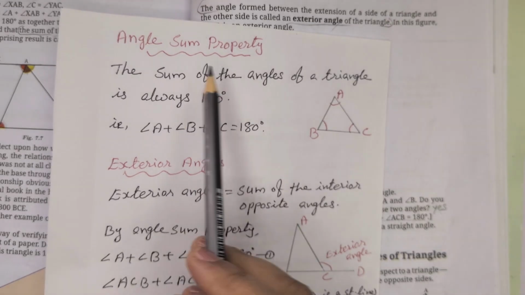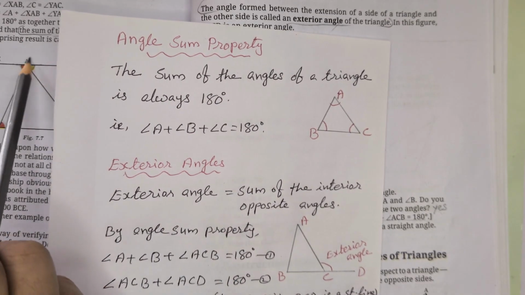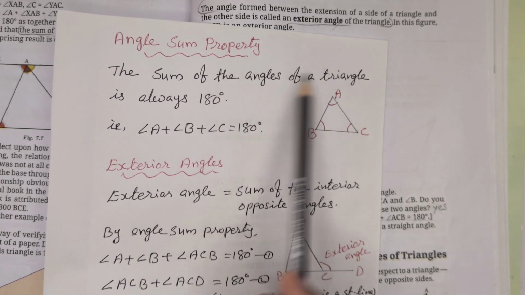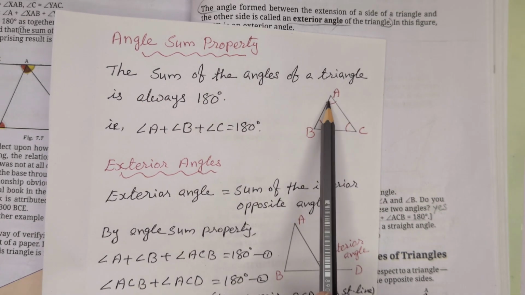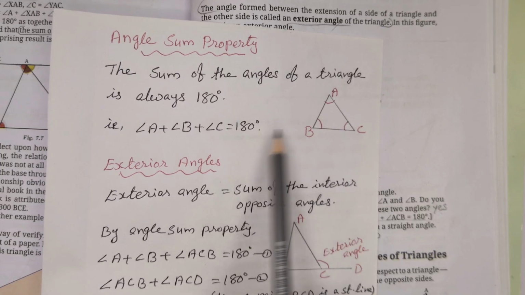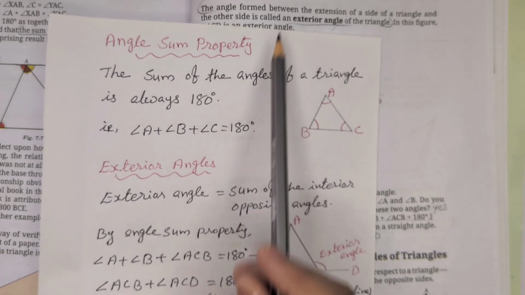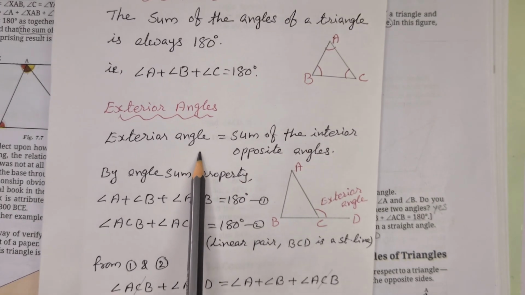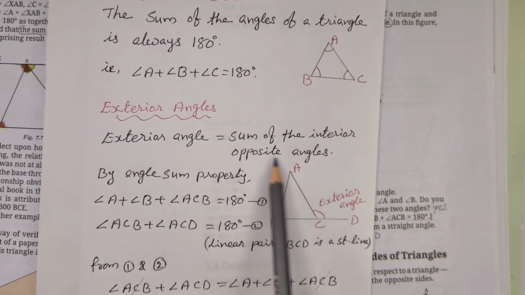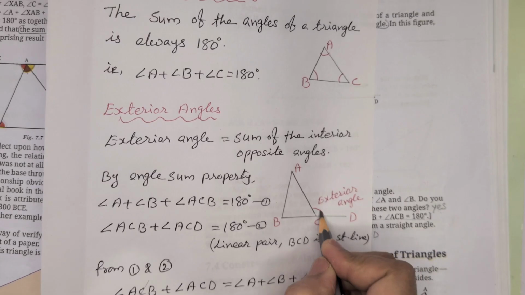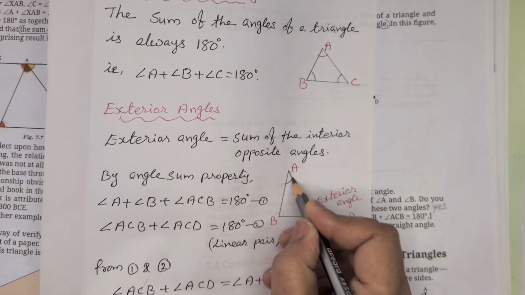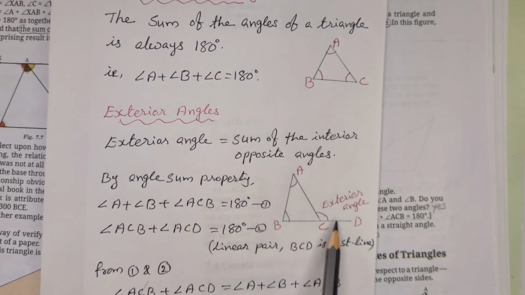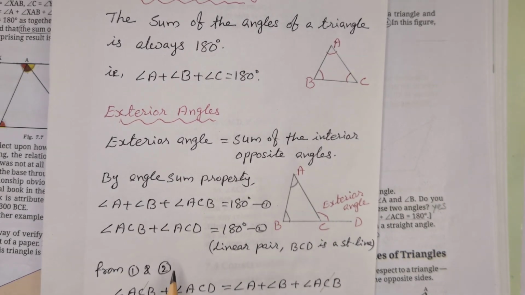So we can write both the properties together. First is the angle sum property. Angle sum property means the sum of the angles of a triangle is always 180 degrees. That means angle A plus angle B plus angle C is equal to 180 degrees. Now the exterior angle property: the exterior angle is equal to the sum of the interior opposite angles. This angle is the same as angle A plus angle B, the sum of the opposite interior angles.